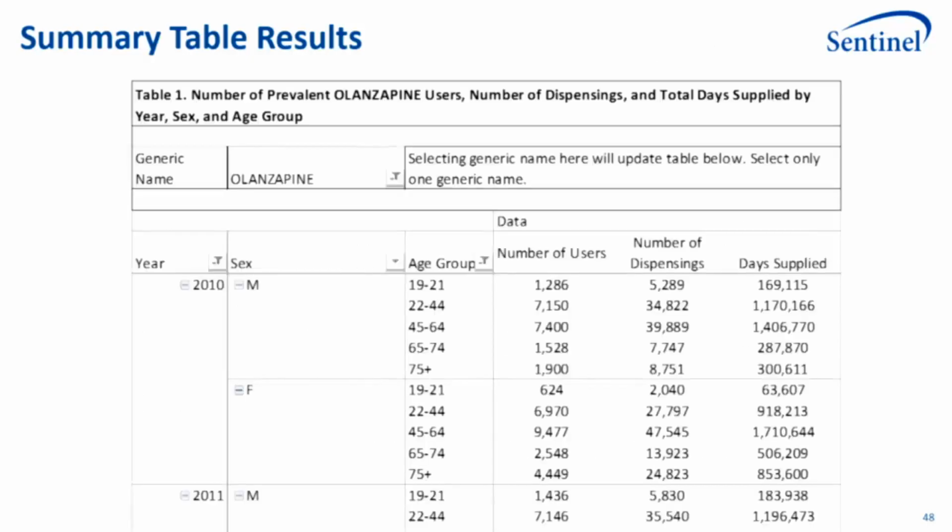Here is an example output from a summary table. We usually return results in pivot table format. For example, what you see on the screen here refers to how many users we found in the database that have evidence of prevalent olanzapine use. By default, we have stratification by calendar year, sex, and pre-specified age groups. You can change these age group cutoffs when you enter the parameter modules.